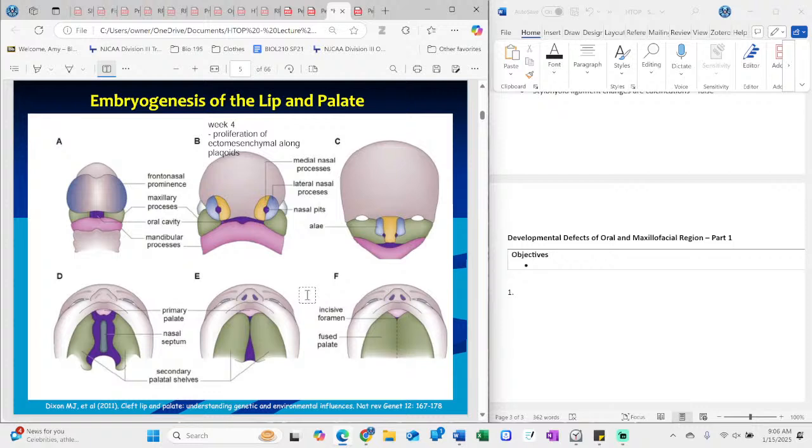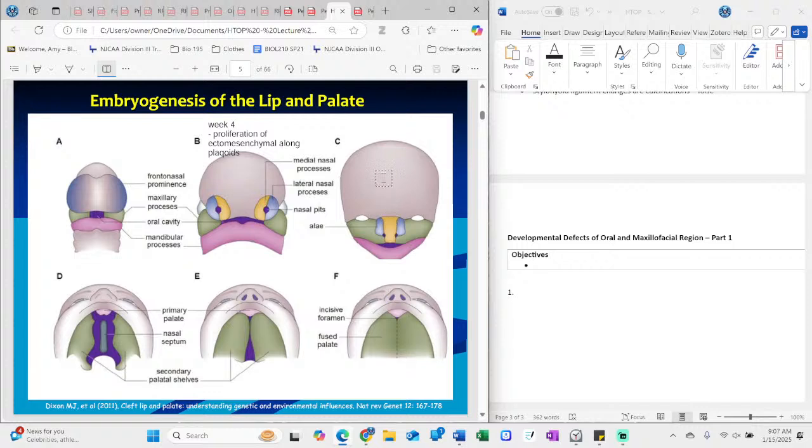So proliferation of the ectomesenchyme from the nasal placodes gives rise to the ones in the yellow that you see, the medial nasal processes and the lateral nasal processes. And in the center of these two, you will see nasal pits that later form the nostrils. And then we have the mandibular processes, the maxillary processes, and this is forming the oral cavity.